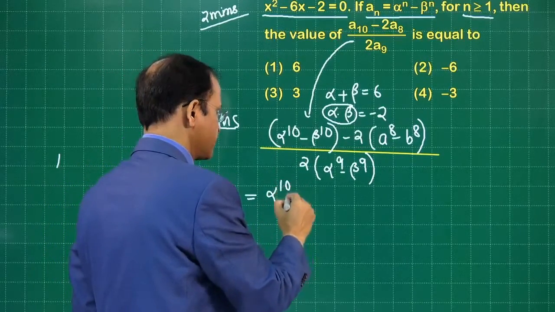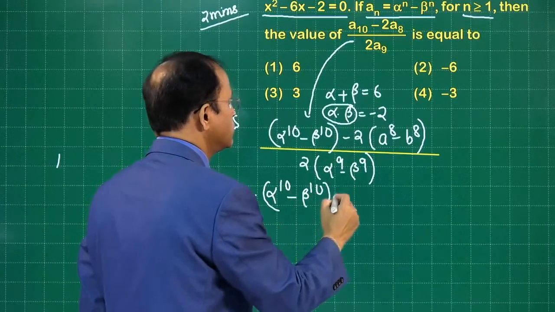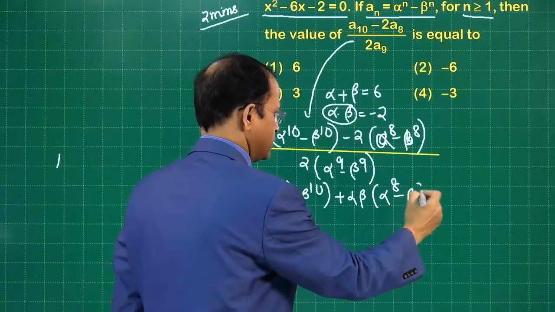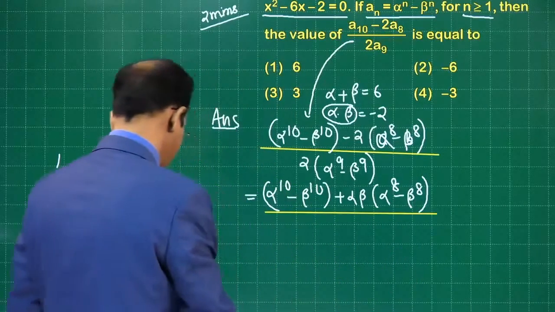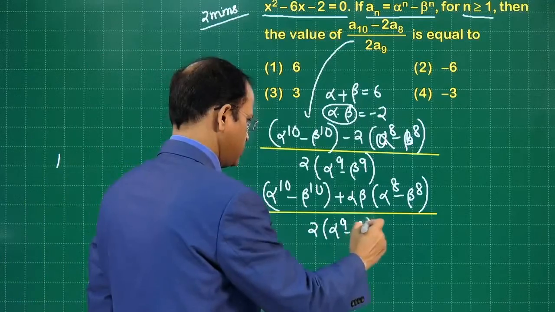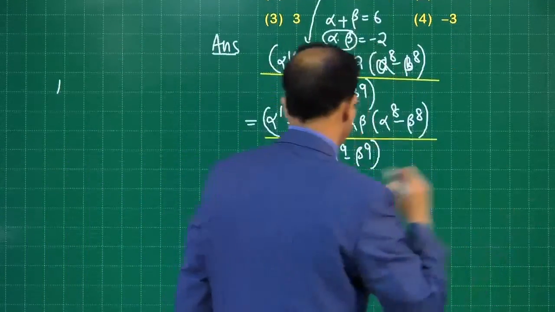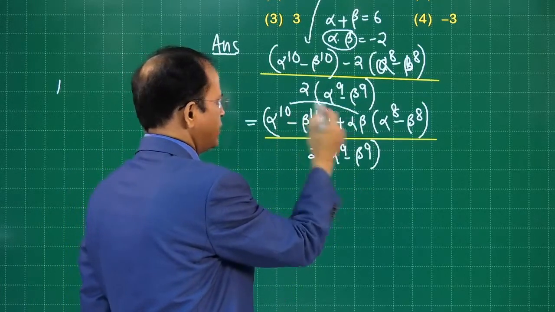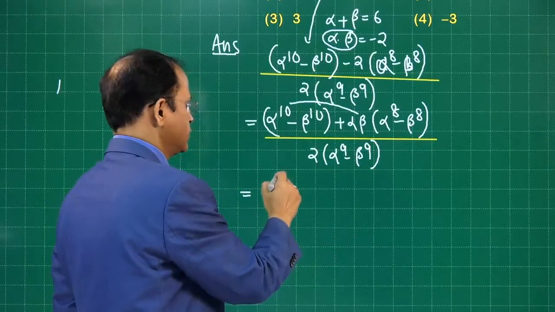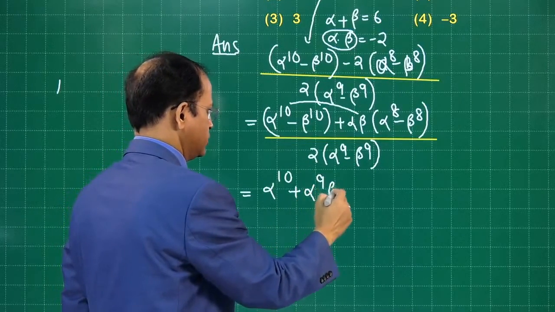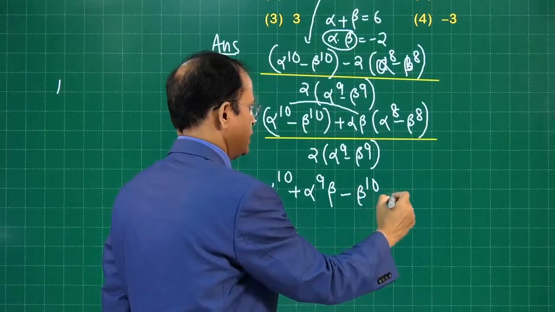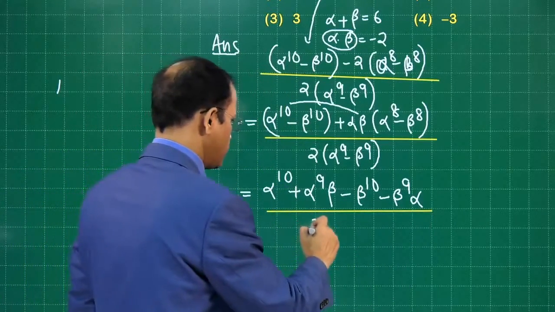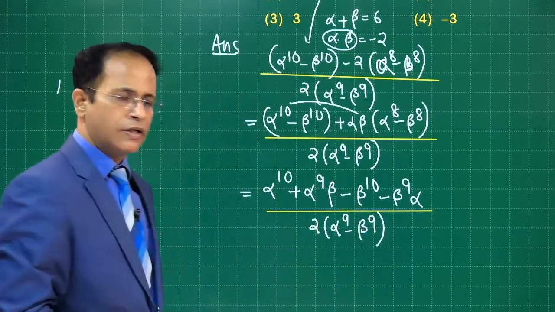So alpha 10 minus beta 10 plus alpha beta times alpha 8 minus beta 8, divided by twice of alpha 9 minus beta 9. Now for alpha 10 minus beta 10, we can write alpha 10 plus alpha raised to the power 9 beta, minus beta 10 minus beta raised to the power 9 into alpha. Whole divided by twice of alpha 9 minus beta 9.